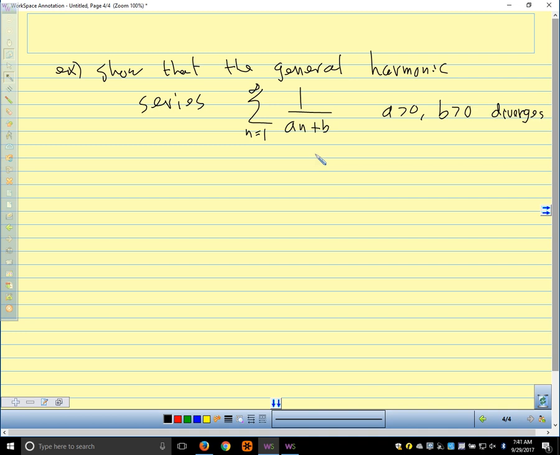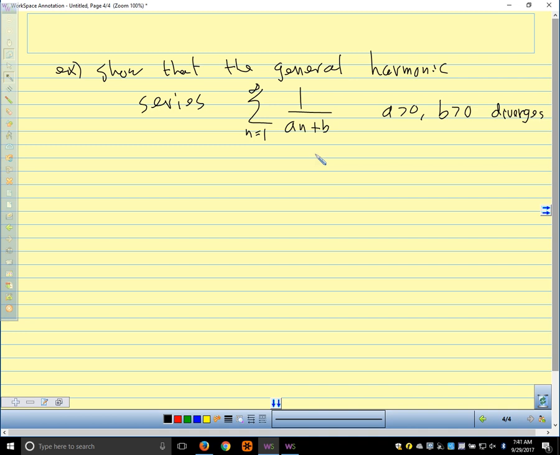Now, we cannot do direct comparison with the harmonic series here. Why? Yeah, an plus b is larger than n. So term by term, 1 over an plus b is smaller than the harmonic series. So we couldn't do direct comparison. We remember, to show divergence, we want our divergent series to be less than the series we're showing diverges.